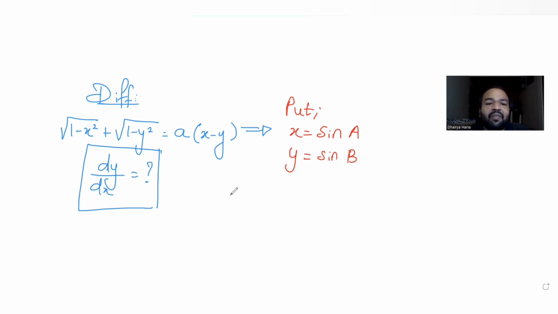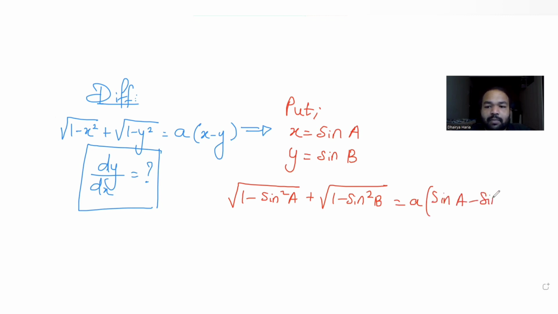Now if I try to simplify the given expression, it becomes root of 1 minus sine square A plus root of 1 minus sine square B, that is equal to a times (sine A minus sine B). Now if I simplify this, what do I get? 1 minus sine square theta is cos square theta, right? And root of cos square theta is cos A. Root of 1 minus sine square B is again root of cos square B, which is cos B. So cos A plus cos B is equal to a times (sine A minus sine B).